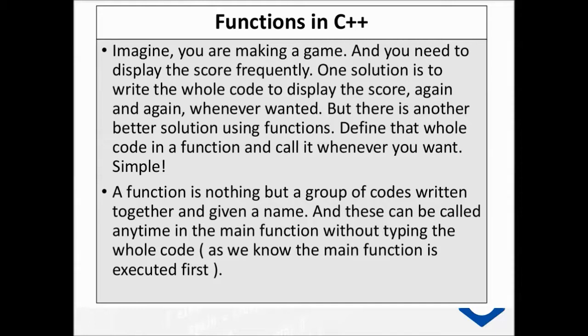Imagine you are making a game and you need to display the score. One solution is to write the whole code to display the score again and again whenever wanted, but there is a better solution using a function. Define that whole code as a function and call it whenever you want. A function is nothing but a group of code written together and given a name, and it can be called anytime in the main function without typing the whole code.